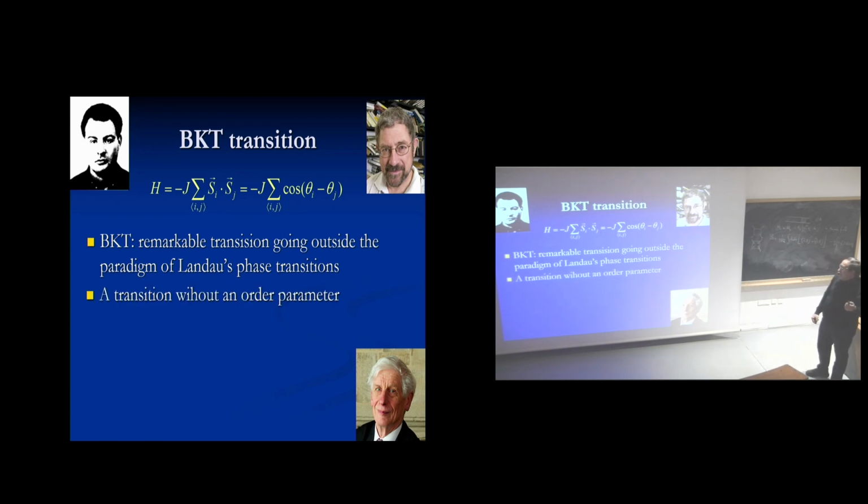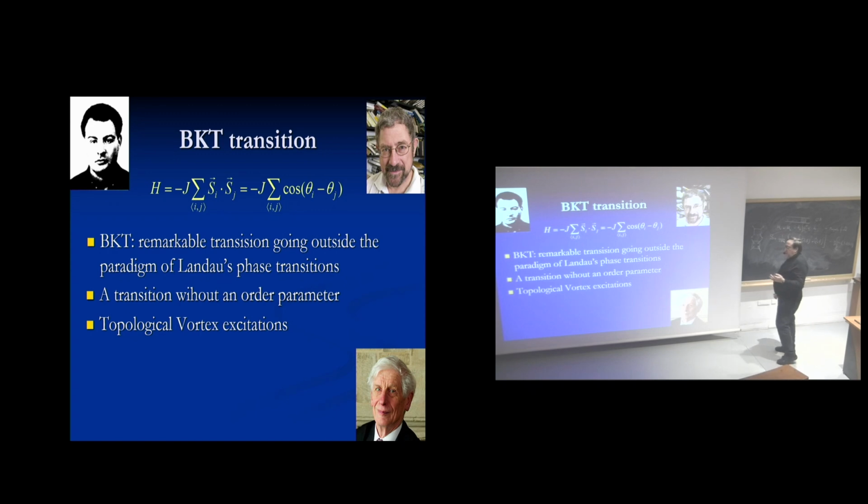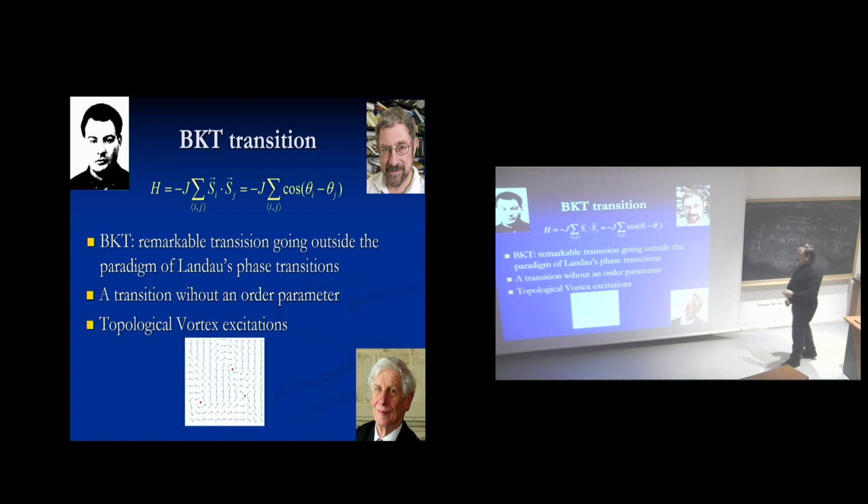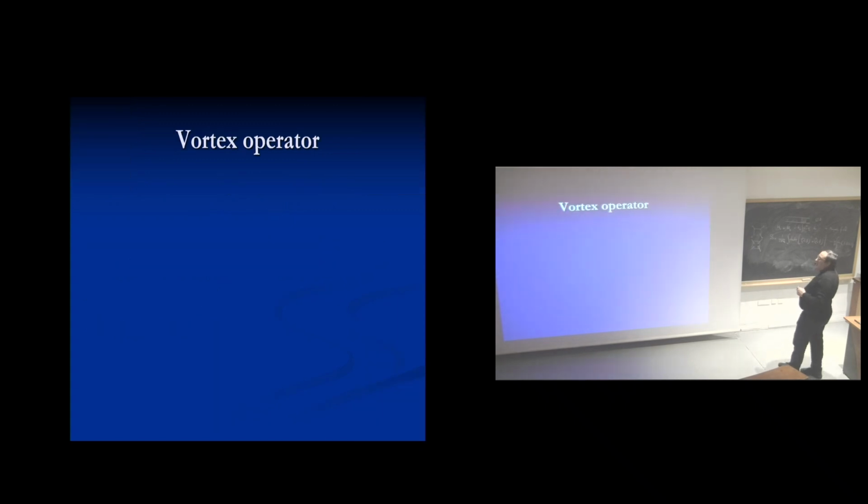Okay, so this is a remarkable transition, which is a transition without an order parameter, because both in the low temperature phase and in the high temperature phase, the order is 0. And this is a transition which is characterized by the appearance of this topological excitation. So here is a little drawing where there are vortices and anti-vortices which have been put on the picture. Now you could say, what is the link with the quantum version of it? Where do I see vortices?